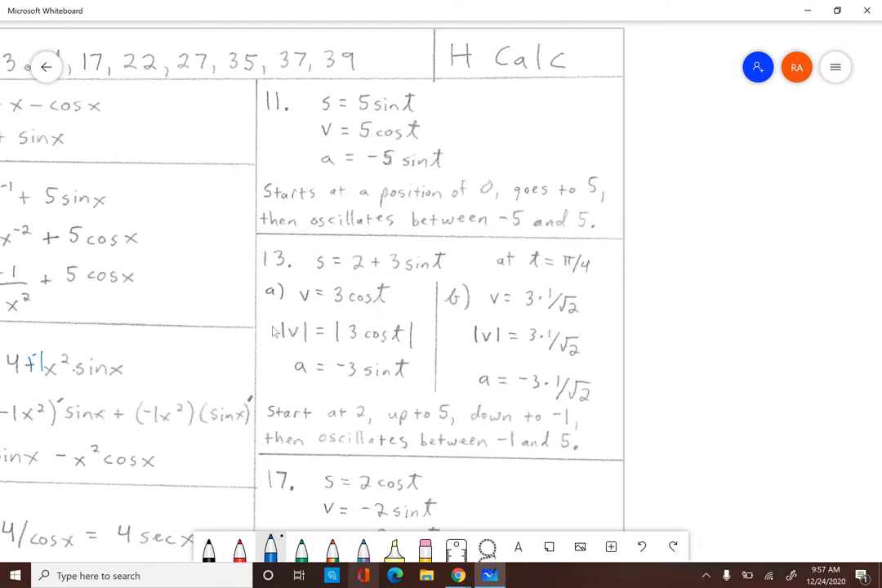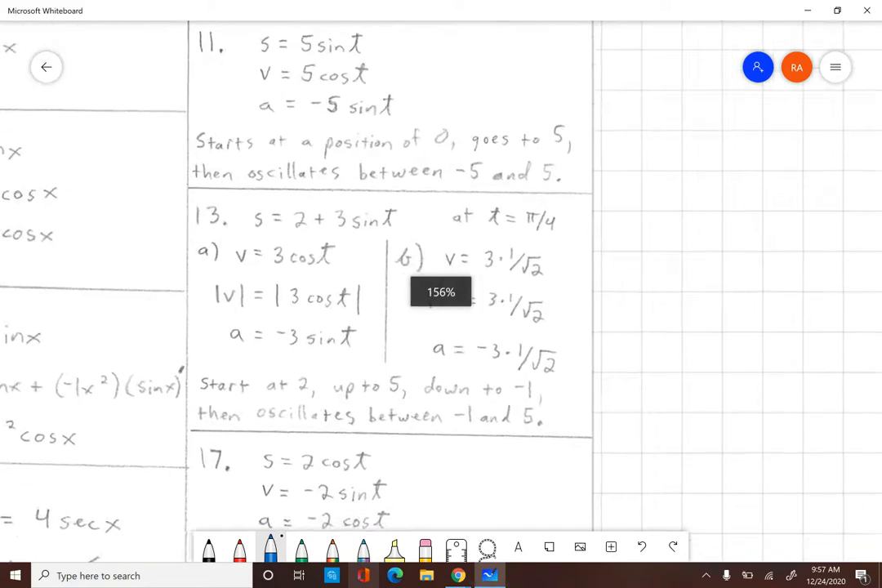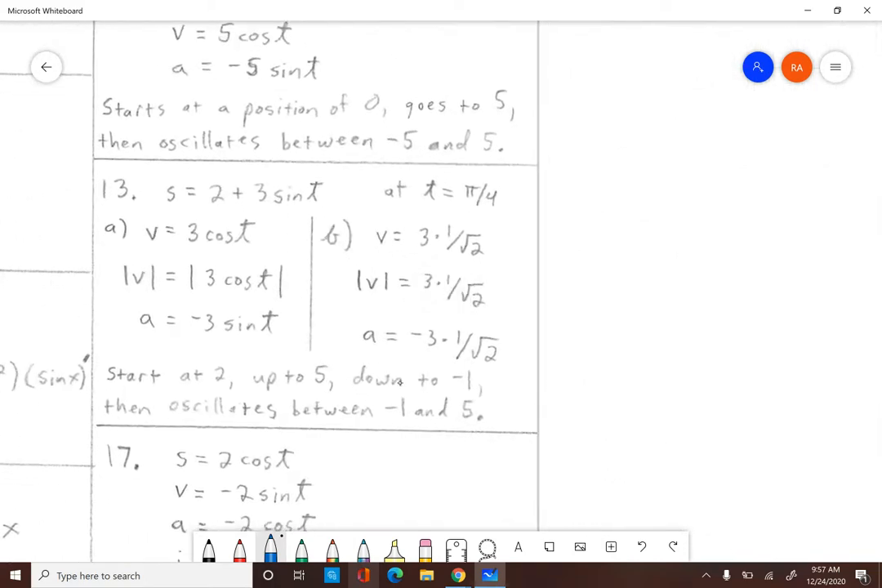Then for acceleration, let's go back to velocity and take the derivative of that. The derivative of cosine is negative sine, so it'd be negative 3 sine of t. And then at pi over 4, well, if you need a little reminder, that's 45 degrees. So if I draw my little 45 degrees here, 45 degrees, that's 1 and root 2.